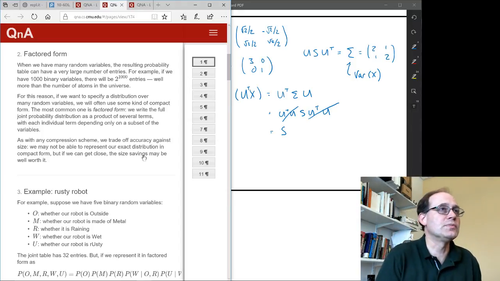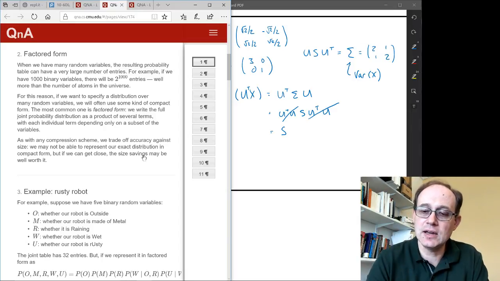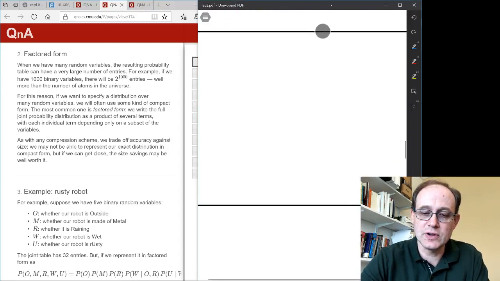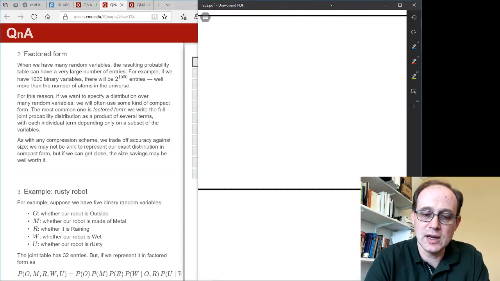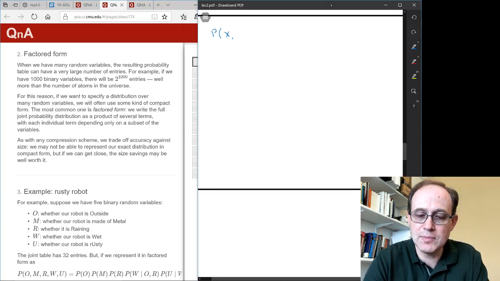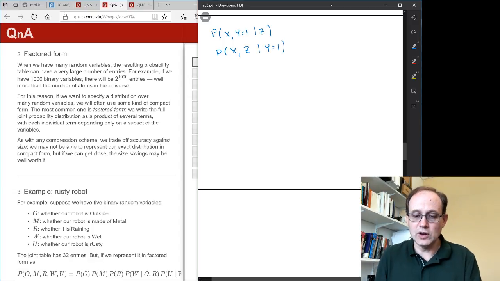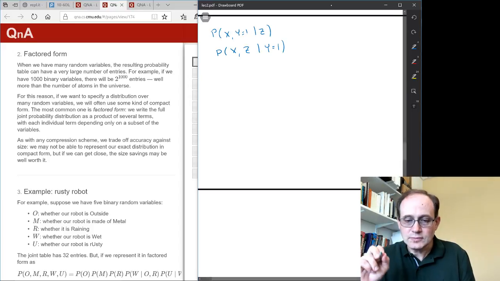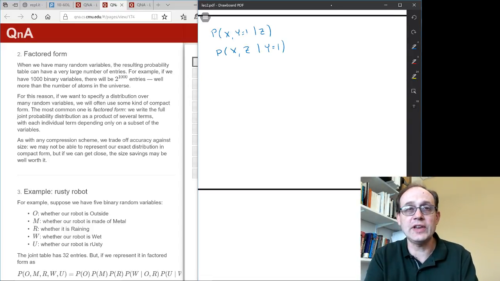So we have another question from Piazza. Somebody is asking, what is the difference between these two things? P of x comma y equals 1 given z, and P of x comma z given y equals 1. I think that's a good question. So let's actually do an example out in a bit more detail.